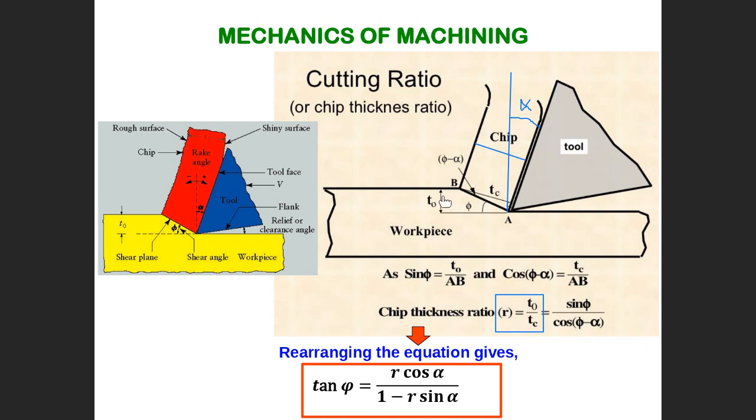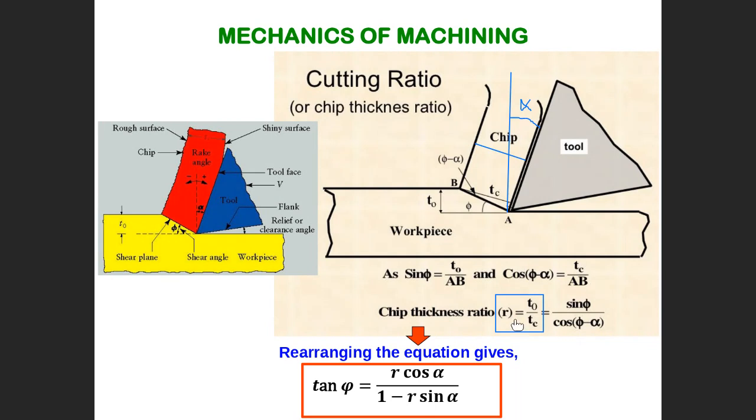We know T0, the uncut chip thickness, because initially we set it. How can we know Tc? Actually, Tc can be measured. When you do the cutting, you take the chip and put it under a microscope, and you get the thickness. So we will be able to measure Tc.